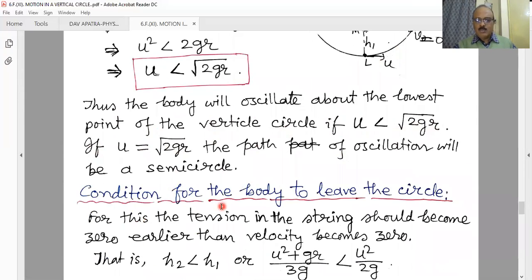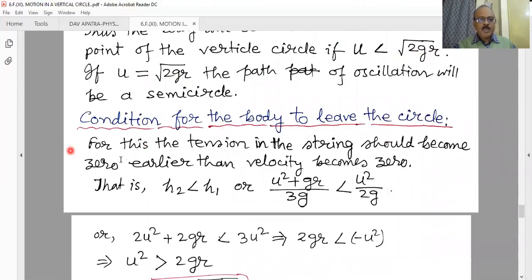But the condition for the body to leave the circle: for this, the tension in the string should become 0 earlier than the velocity becomes 0. That means if the tension becomes 0, at that time there is no force other than the gravitational force. Tension 0 means, but the velocity is not equal to 0. And what is the condition for it? At that time, h2 is less than h1. That means u square plus gr divided by 3g is less than u square by 2g.